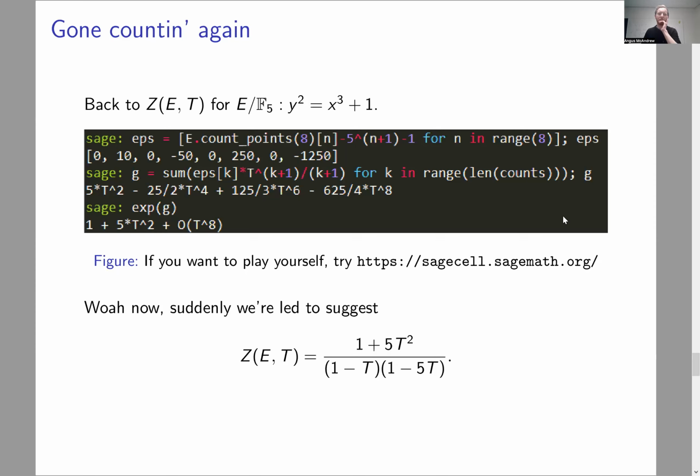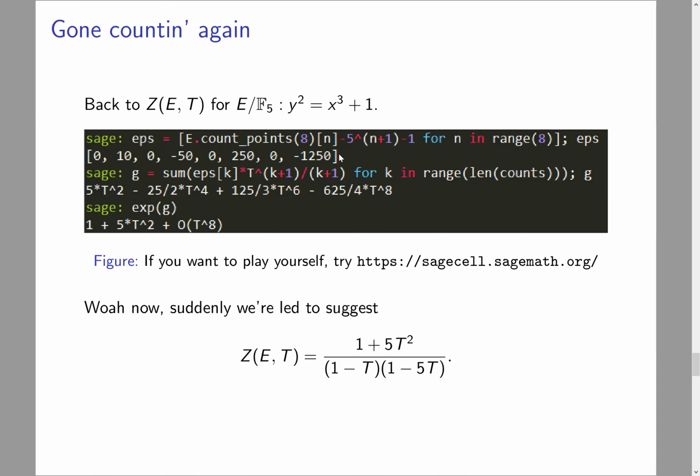So I go back to Sage. I've defined the same E as before. Now all I've done is make a new sequence where instead of just counting the points, I take the point count and then subtract off 5 to the n minus 1. Again, we have to do this shift because of the indexing in Sage. And we get this sequence. Very fascinating collection of numbers here: 0, 10, 0, minus 50, 0, 250, 0, minus 1250. Something very special is going on.